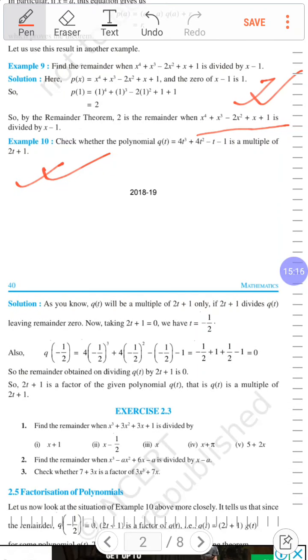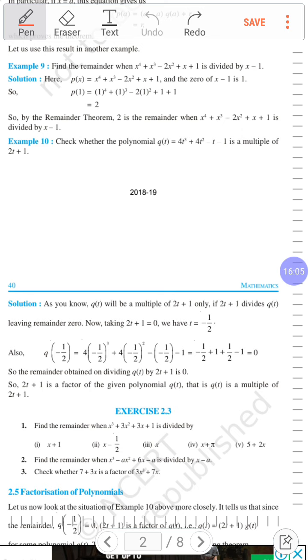Like when we divide 28 by 7, then we get remainder 0. 7 fours are 28 and 28 cancel, the remainder becomes 0. So we can say 28 is a multiple of 7. So when the remainder comes 0, that means the dividend is a multiple of the divisor. Here you can see the same thing has been done. As you know, q(t) will be a multiple of 2t plus 1 only if 2t plus 1 divides q(t), leaving remainder 0.